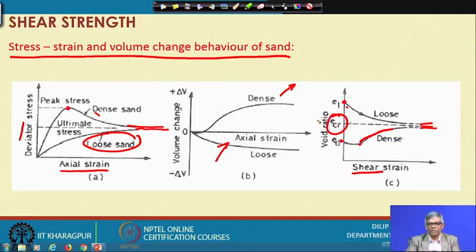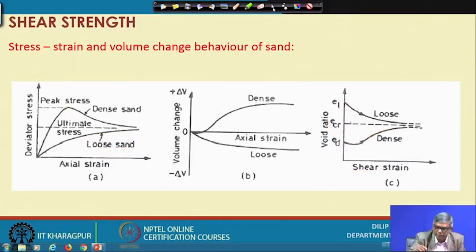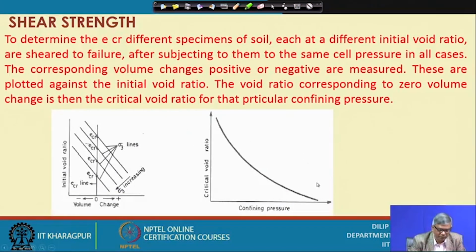This critical void ratio can also be obtained in the laboratory by some mechanism, and we can see that in the next slide. You can see here that at this point there is no volume change. Volume increase is plotted on this side and volume decrease on this side, and this axis is the initial void ratio.